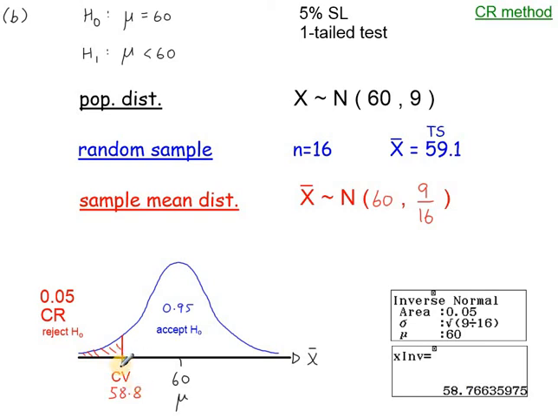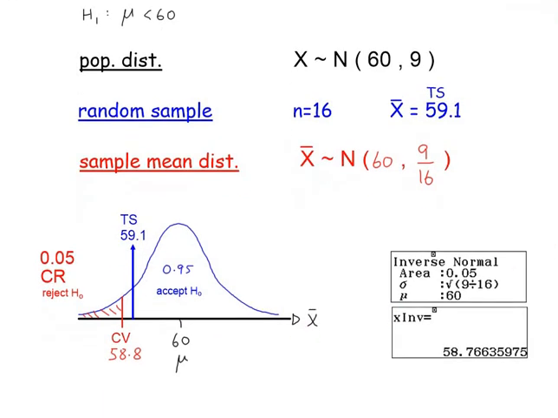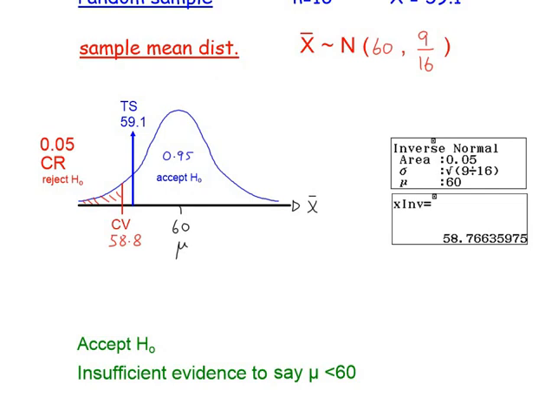So any value that's less than or equal to 58.8, so in this direction, falls into the critical region and leads to a rejection of H0. Our test value is 59.1, and 59.1 is on this side, it's in the acceptance region, so our conclusion will be to accept H0 and say that there's insufficient evidence to say that the population mean has decreased.